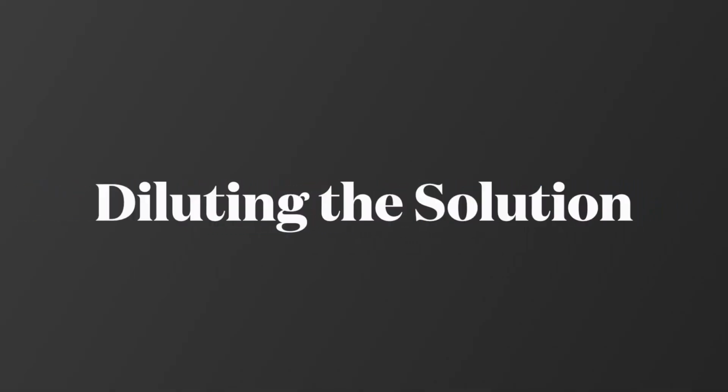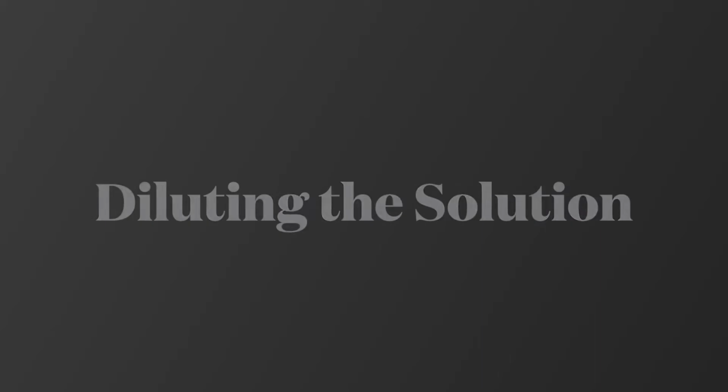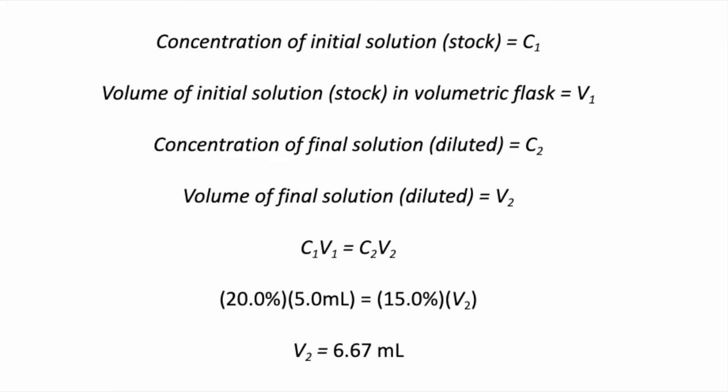Next came the dilution of our stock solution. In order to determine how much water to dilute our substance by, we use the dilution equation, C1V1 equals C2V2. This equation represents the relationship between the volume and concentration of a solution before and after dilution. We use this equation to determine the volumes of which we need to dilute the stock solution by in order to achieve concentrations of 15, 10, and 5%.